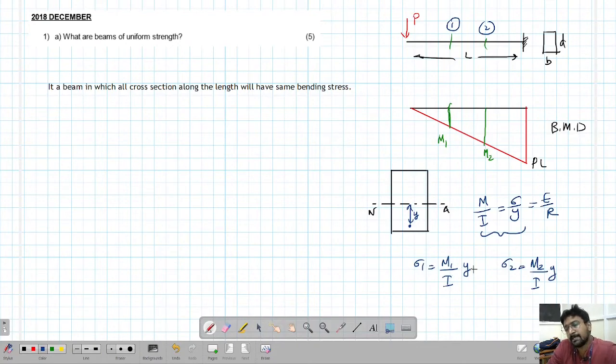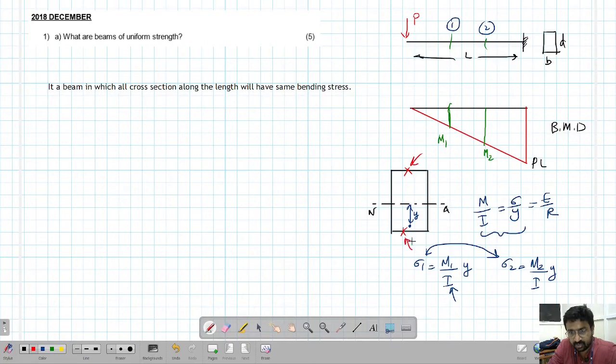Now if this is the same, then something else also should change. If you want sigma 1 and sigma 2 to be the same, but these depend only upon M, it is not possible. That means we have to change I. As the location changes along the length, at different locations we have to provide different I. How do you get different I's? We have to change the cross section. Generally, when we find beams of uniform strength, we will find the extreme stresses.